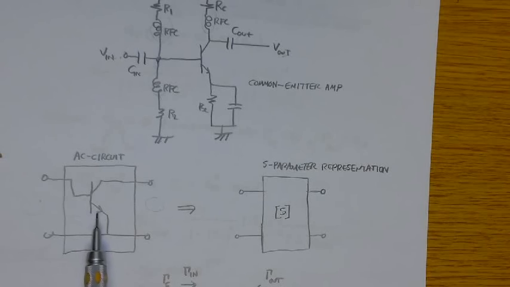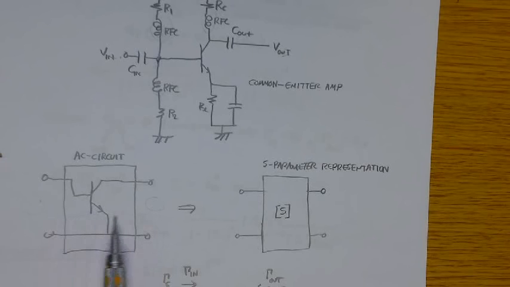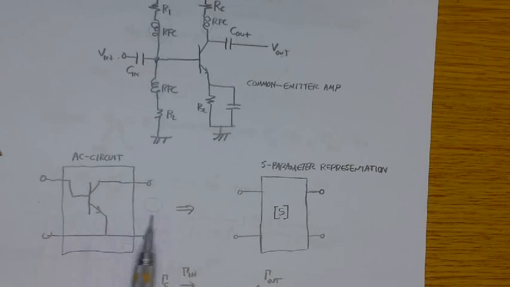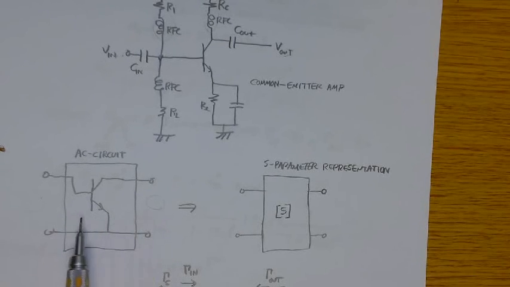And then S12, input at 2, output at 1. For most cases that'll be 0. There's no backward gain of the amplifier, and that's what we call a unilateral assumption.